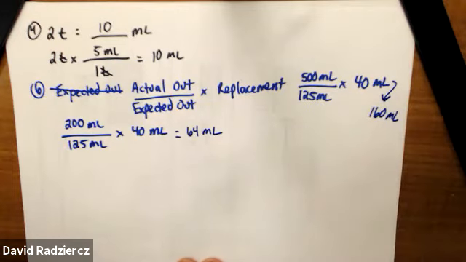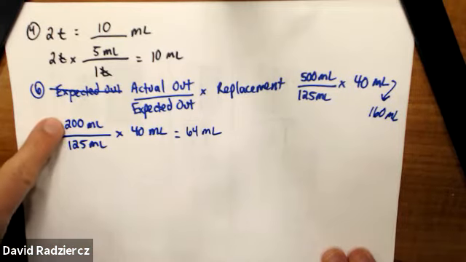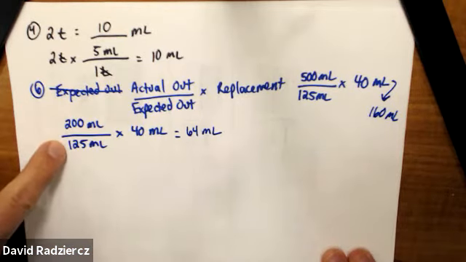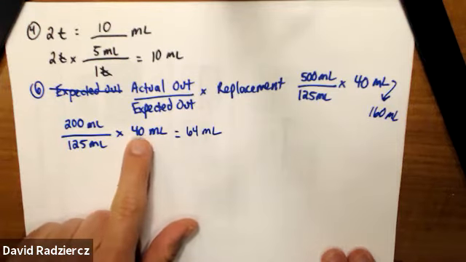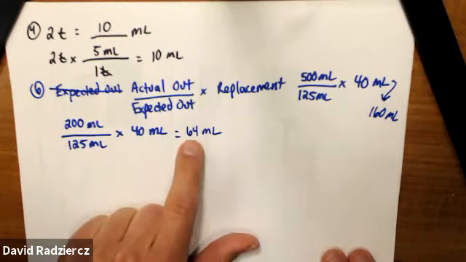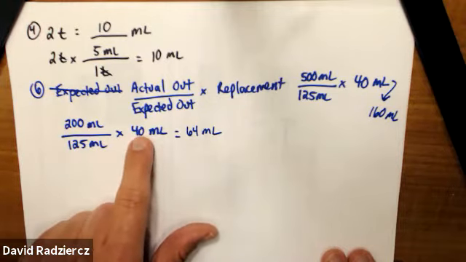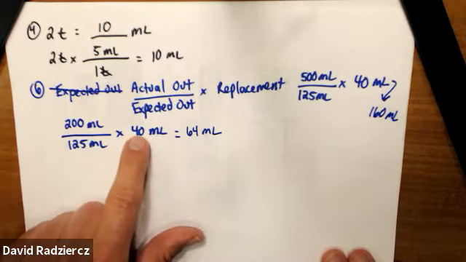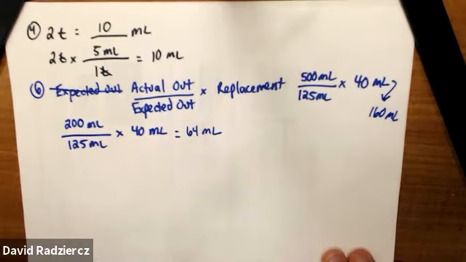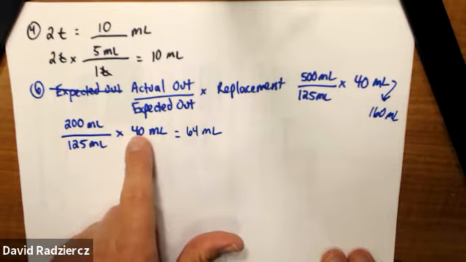The other thing I'll add about this particular question is to pay attention. If your actual output is greater than the expected output, you know the replacement volume is going to be greater than 40. If the actual is less than the expected, then that number will be less than 40. So if this was, let's say, 100 milliliters, you would expect your answer to be less than 40. If it's 200, you expect it to be more than 40. So if you happen to confuse what goes where, that'll help you out when you're getting your final answer. Just make sure it makes sense.